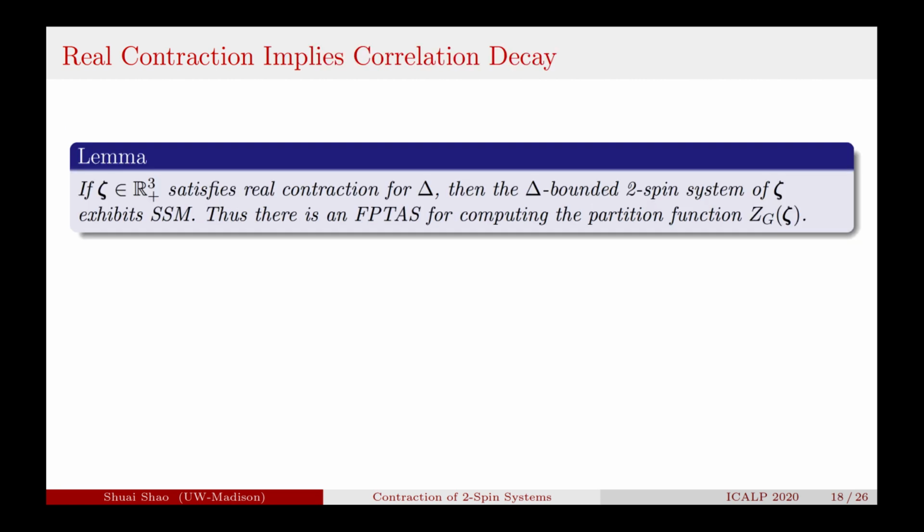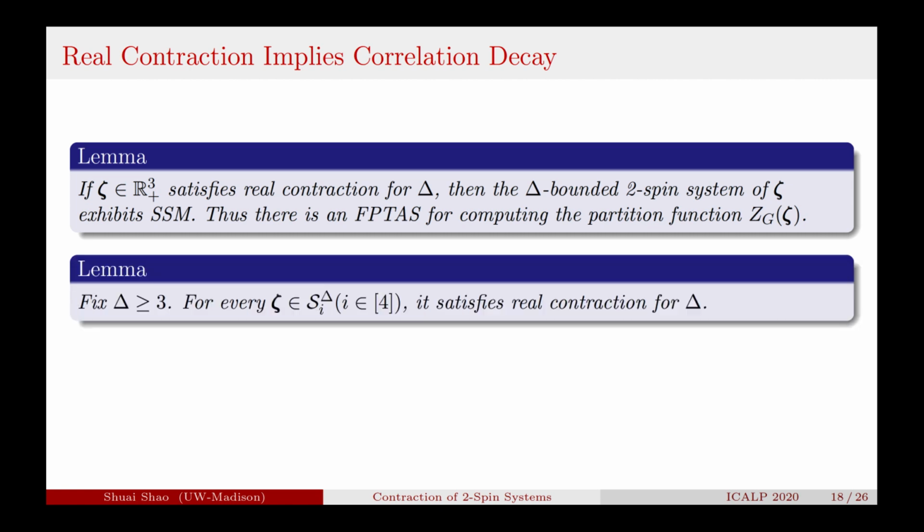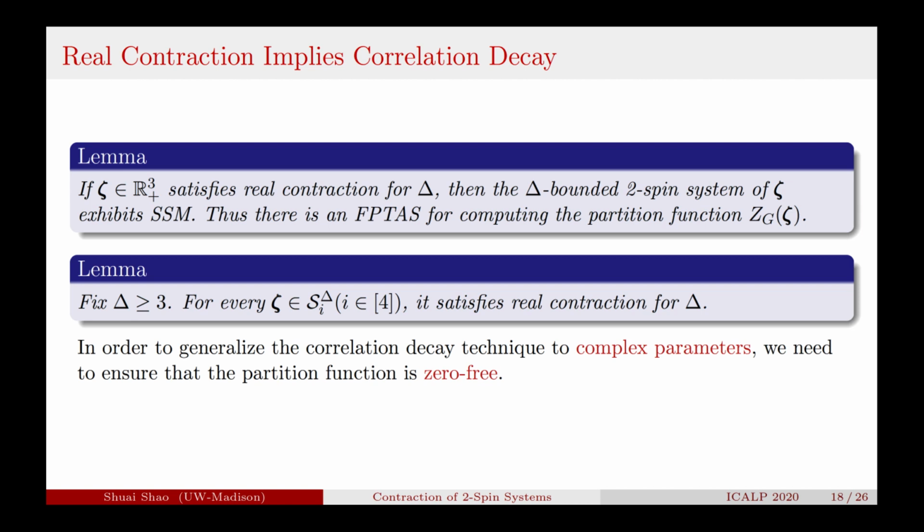And it's known that real contraction implies correlation decay for real parameters. So it says that if a real parameter satisfies real contraction, then the delta-bounded two-spin system specified by this parameter exhibits strong spatial mixing. And we can prove that any parameter in these four sets satisfies real contraction. Now, if we want to generalize the correlation decay technique to complex parameters, we need to ensure that the partition function is zero-free. So this is the first condition in the definition of strong spatial mixing.